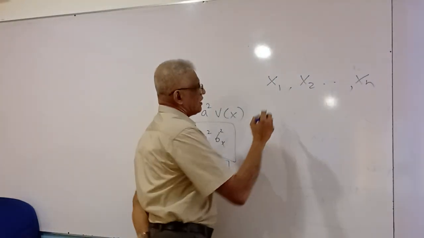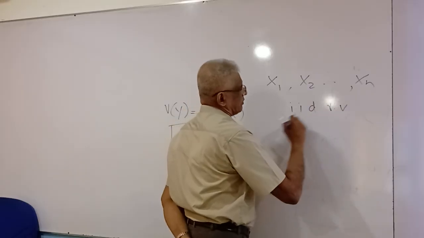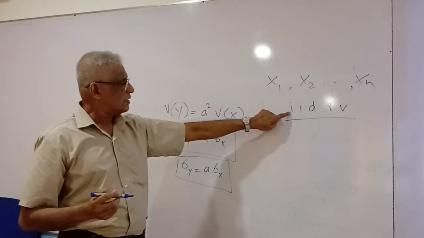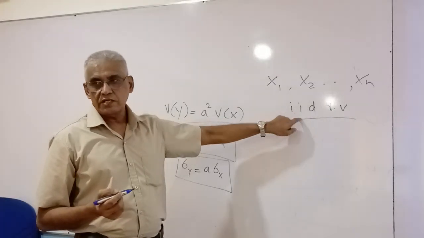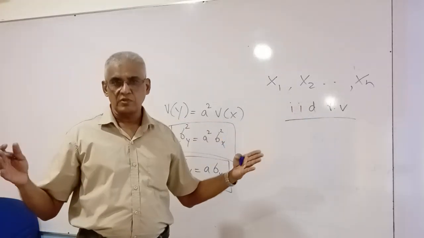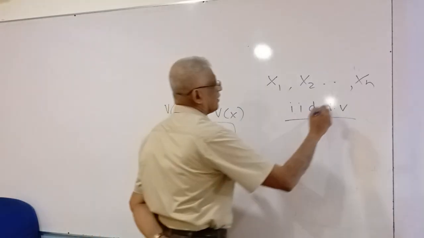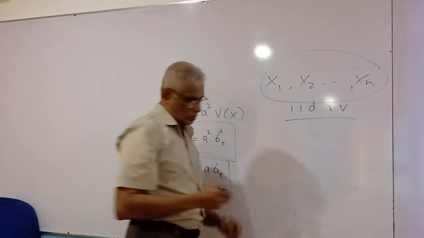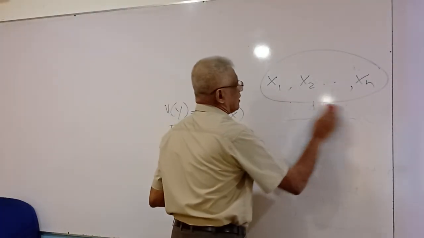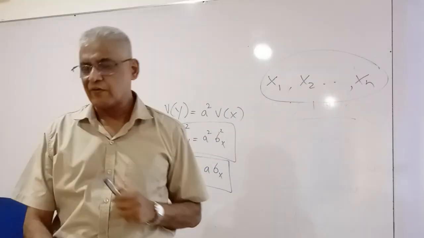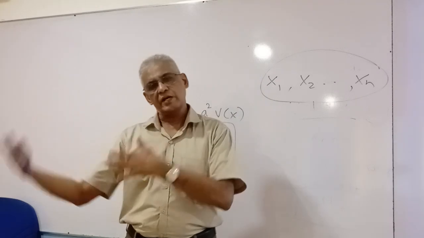So in that case, we say x1 up to xn are IID random variables. They are independent, identically distributed. Identically distributed means they all have the same distribution, because they are coming from the same population. So whenever we talk about a random sample from a certain population, this is what we mean: we have n random variables, say x1 up to xn, which are independent and identically distributed.